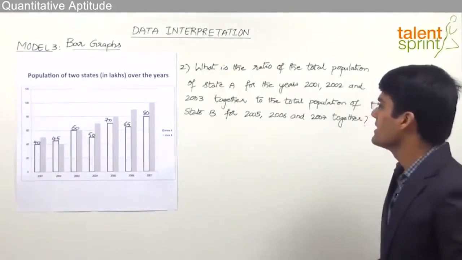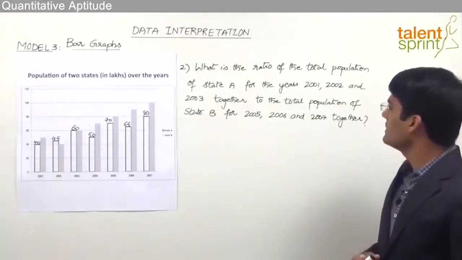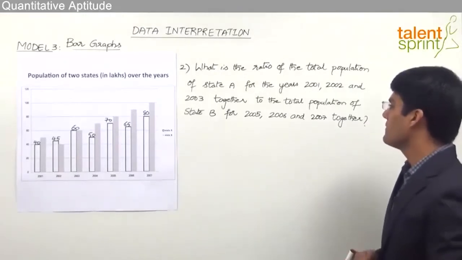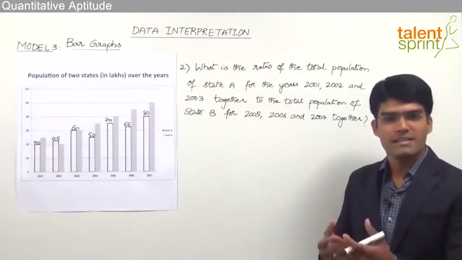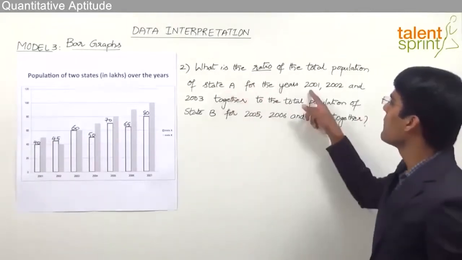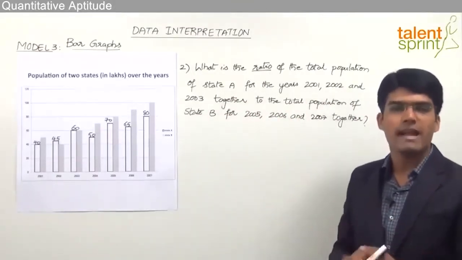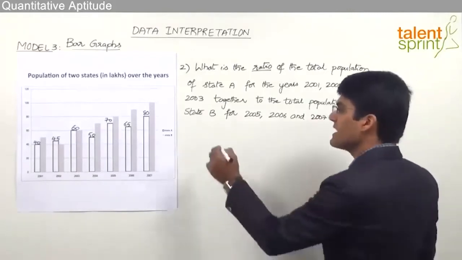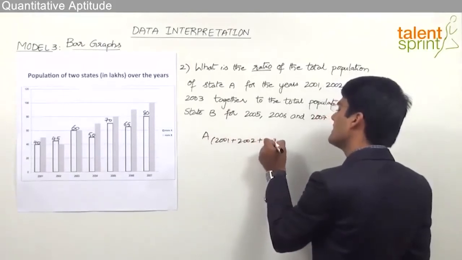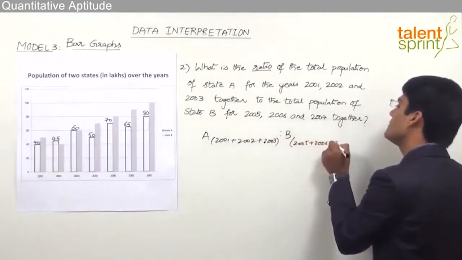The second question here is, what is the ratio of total population of state A for the years 2001, 2002 and 2003 together to the total population of state B for 2005, 2006 and 2007 together. So that's a very simple question where we have to find out the ratio of state A in 1, 2 and 3 together to state B in 5, 6 and 7 together. So simply pick up the values, add them and find out the required ratio. So state A in 2001 plus 2002 and 2003 is to state B in 2005, 2006 and 2007.